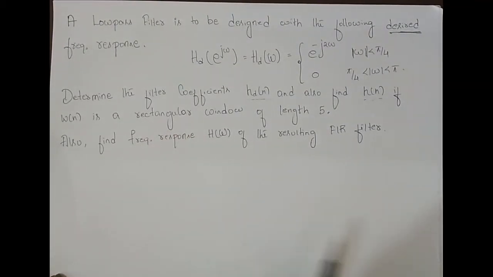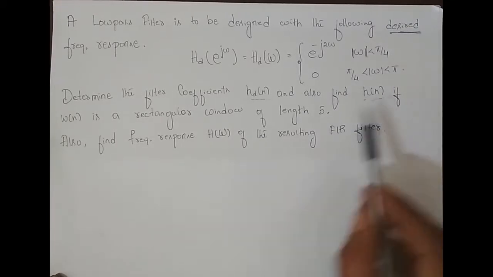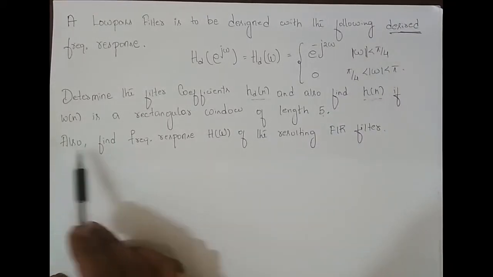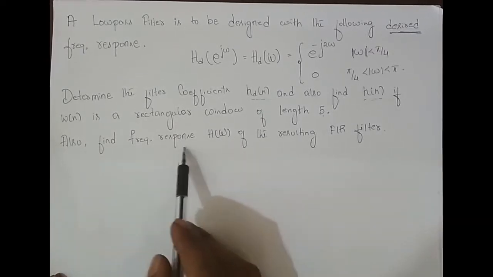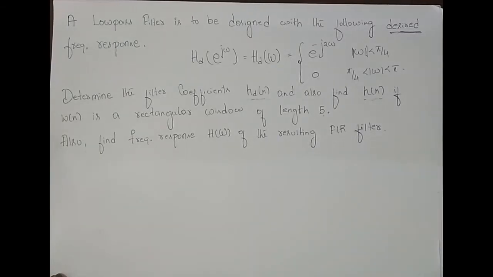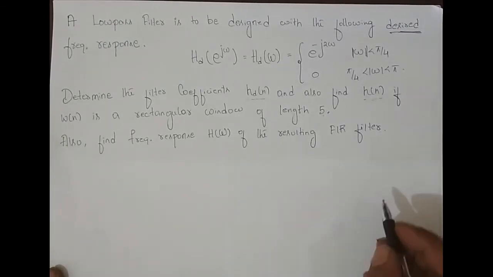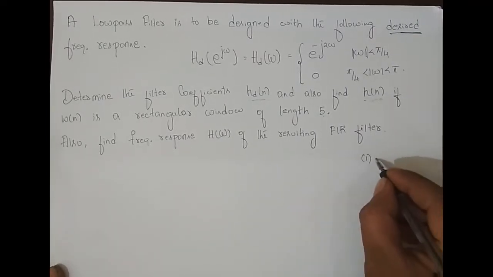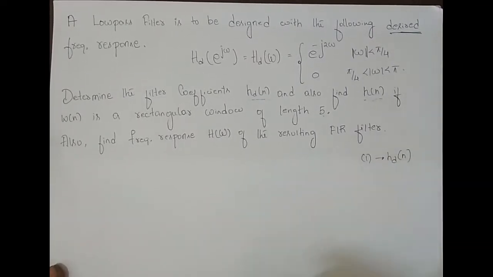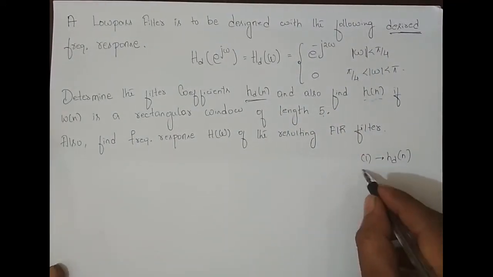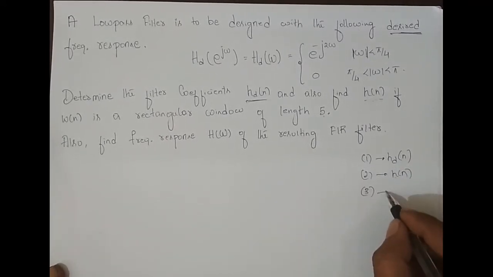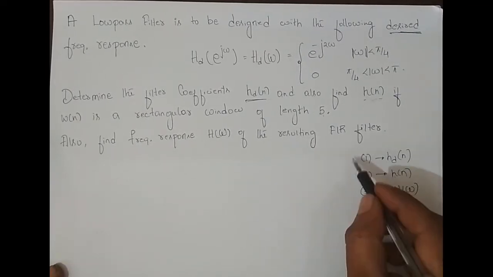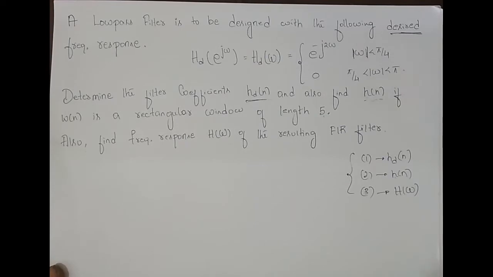Once I am done with the designing, once I get h of n of length 5, I need to find its frequency response as well, because he has also asked to find the frequency response h of omega of the resulting FIR filter. So my aim here, first part, is to get HD of n, the desired impulse response. Next, I need to get h of n. I will let you know the relationship between h of n and HD of n. And the next thing I need to find is its frequency response h of omega. These are the three things which I need to find.